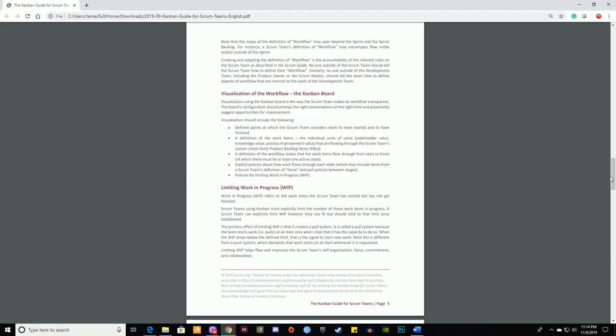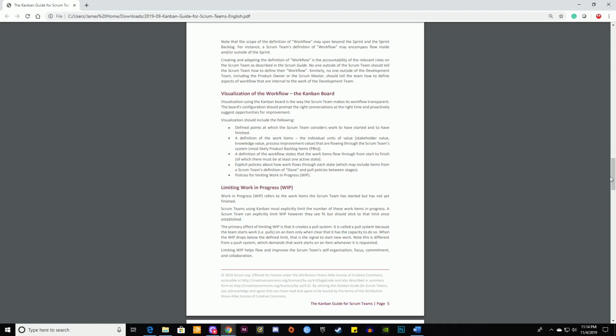A definition of the workflow states that the work items flow through from start to finish, of which there must be at least one active state. Explicit policies about how work flows through each state, which may include items from a Scrum team's definition of done and pull policies between stages. Policies for limiting work in progress, WIP.